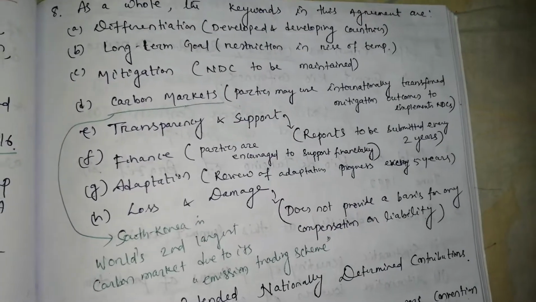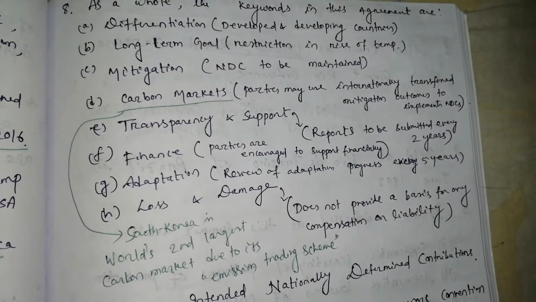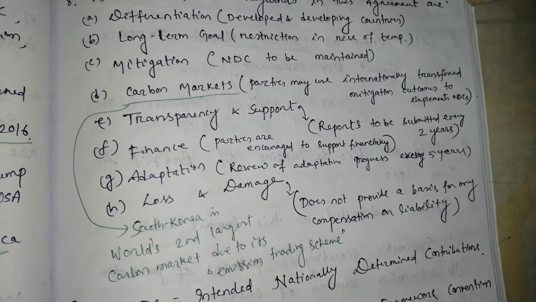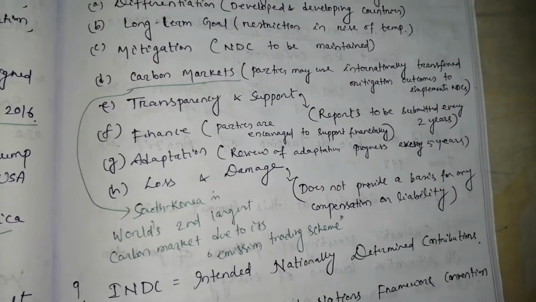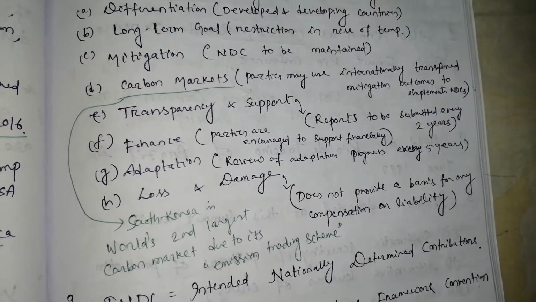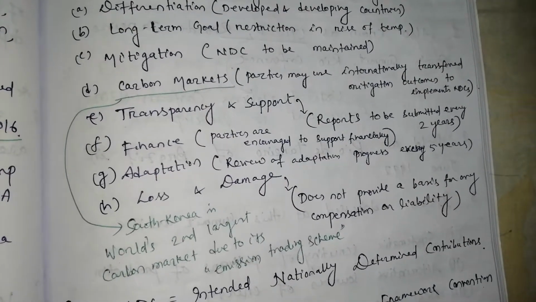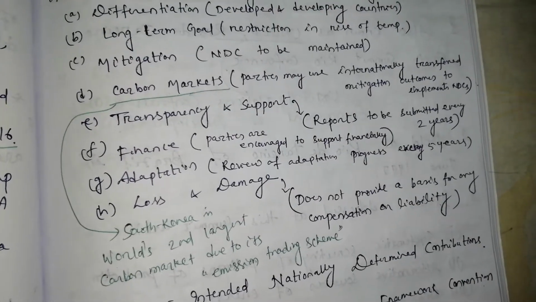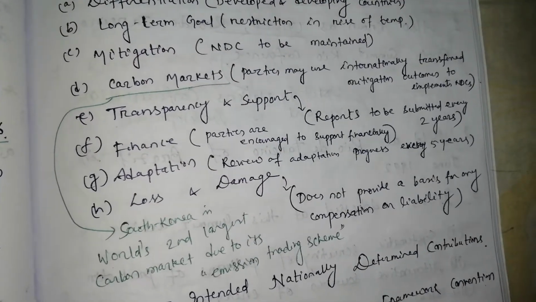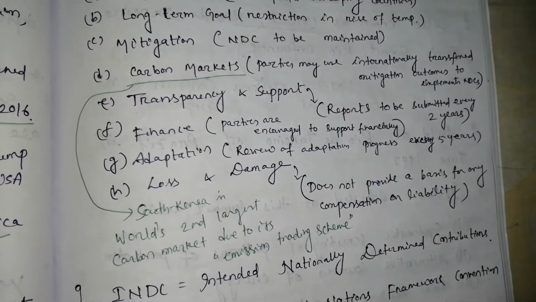Then comes D. Carbon markets. Carbon markets, we can say the parties may use internationally transferred mitigation outcomes to implement NDCs. South Korea is world's second largest carbon market due to its emission trading scheme. That means voluntarily the countries are taking the initiative to lessen the emissions, greenhouse gas emissions in this case.